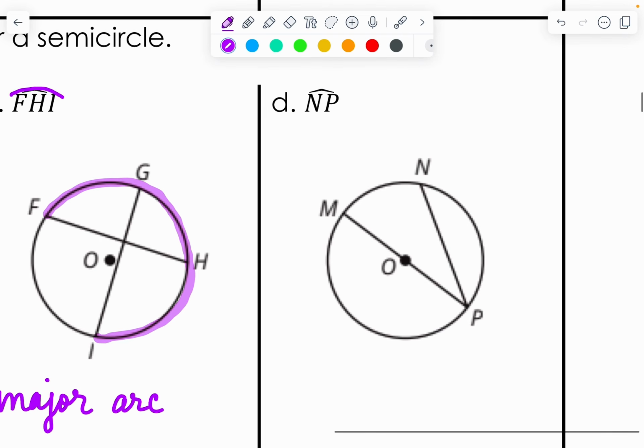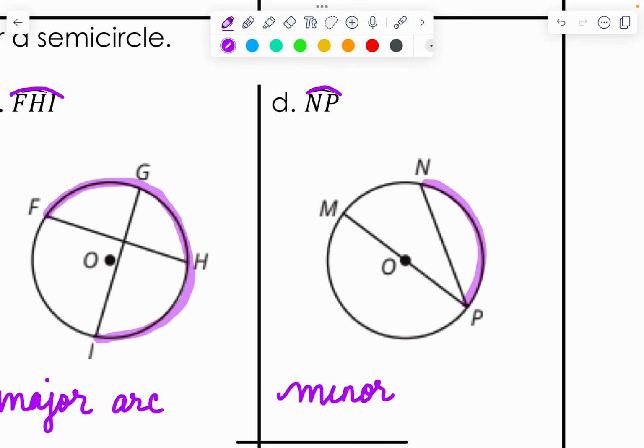And then lastly, we've got arc NP. So start at the letter N, go all the way till you get to P. And since there's only 2 letters, we know that's a minor arc, even without looking at the diagram.